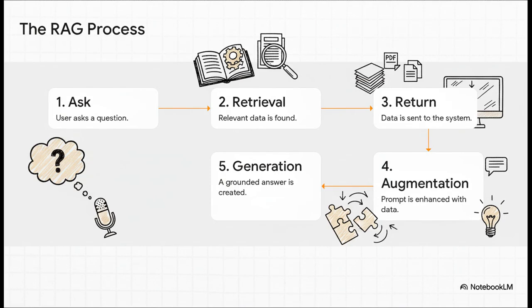So how does it actually work in practice? It's a pretty straightforward 5-step process. Let's use an example. First, you ask a question, like, hey, what's our vacation policy? Second, the system retrieves the most relevant bits of text from, say, the employee handbook PDF. Third, it returns that text. Fourth, it augments your original question with that text it just found. And finally, the LLM generates an answer based on that new, super context-rich prompt.